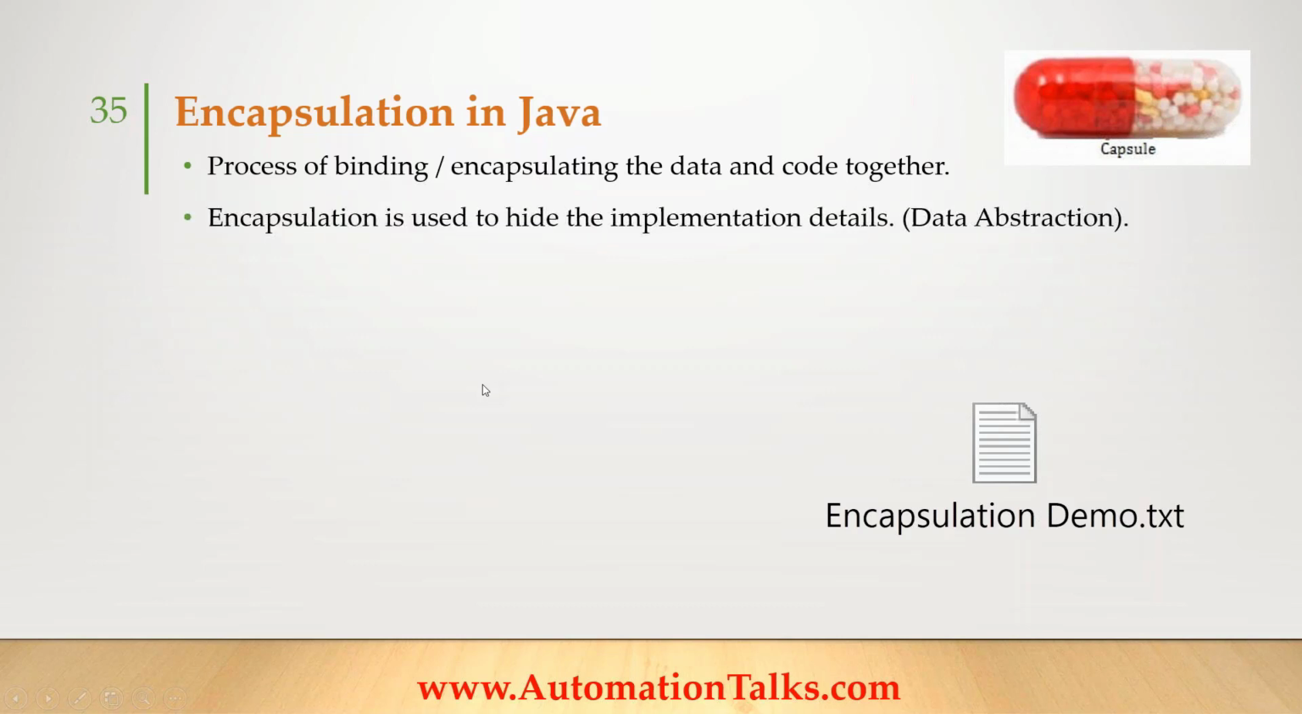And one more thing is that encapsulation is used to hide the implementation detail. If you remember, we talked about abstraction, where I said abstraction is the process of hiding the implementation detail, and there are two kinds of hiding implementation detail. First one is data abstraction, and second one is process abstraction. Process abstraction is something like, okay, I don't want to implement my methods. That's what process abstraction is. So those methods we declare as abstract.